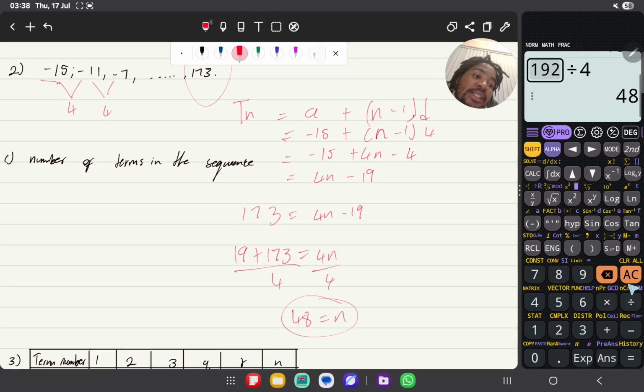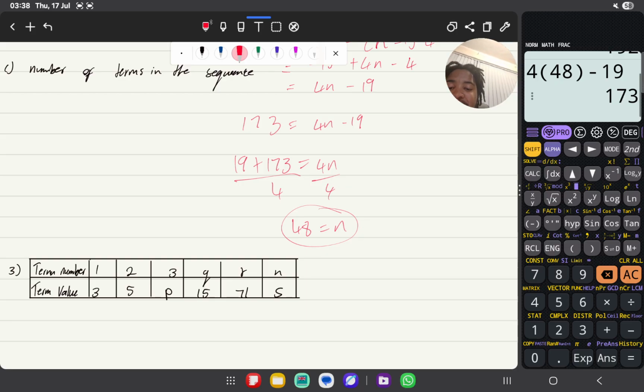Let's just test it out. Remember, we have 4n minus 19. So we're going to substitute 48 and we must get 173. Voila. You see. So, yeah, the formula works. Cool stuff.